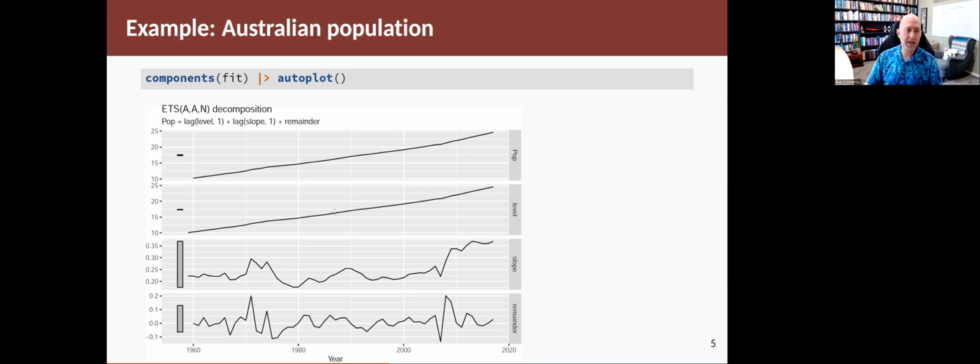If we then take that model and use the components function, we'll get the individual components, the level, the slope and the remainder, and we can plot them to see what's going on. You can see the level is pretty close to the data, slightly smoother. The slope is giving you the estimate of the trend in the data. It's staying around 0.2 for most of the series, and then it jumps up to about 0.35 near the end, where we had that increase in slope at the end of the series. The remainder should be just the noise that's left.